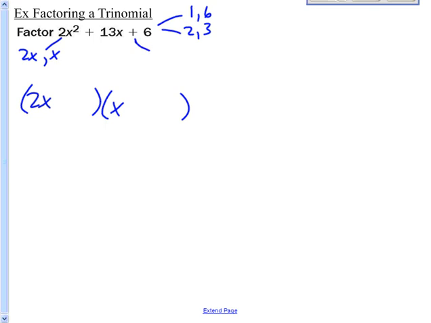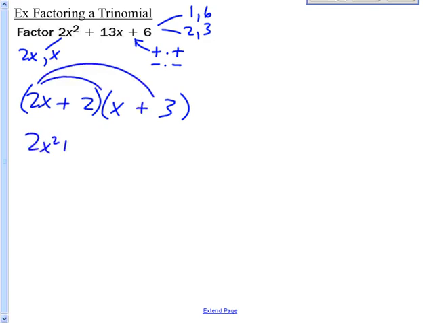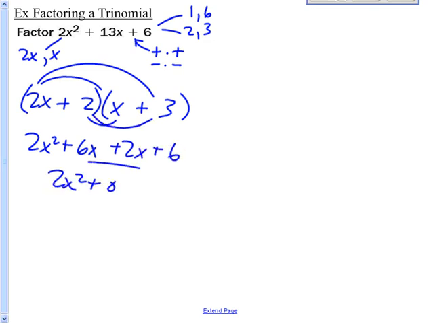And I'm looking at that positive again. Since it's a positive 6, it's got to be a positive times a positive, or a negative number times another negative number. So we try it. Let's try 2 and 3, and let's try a positive times a positive, and then we'll go through: 2x squared plus 6x plus 2x plus 6. Oh, that's not it.